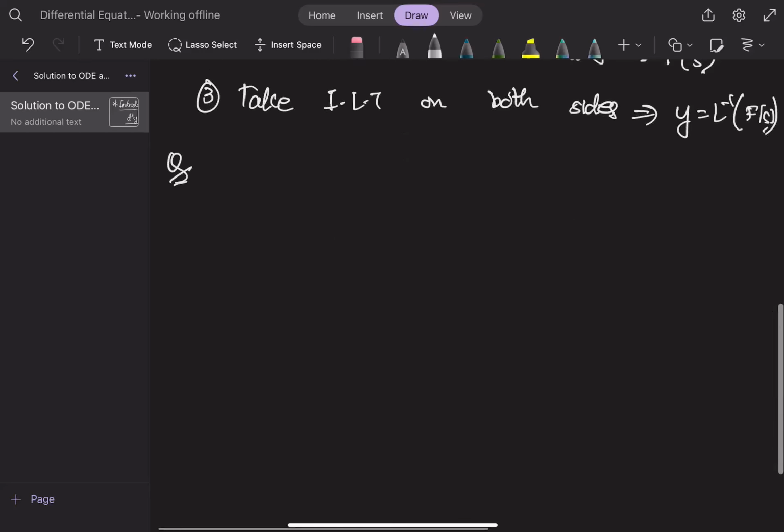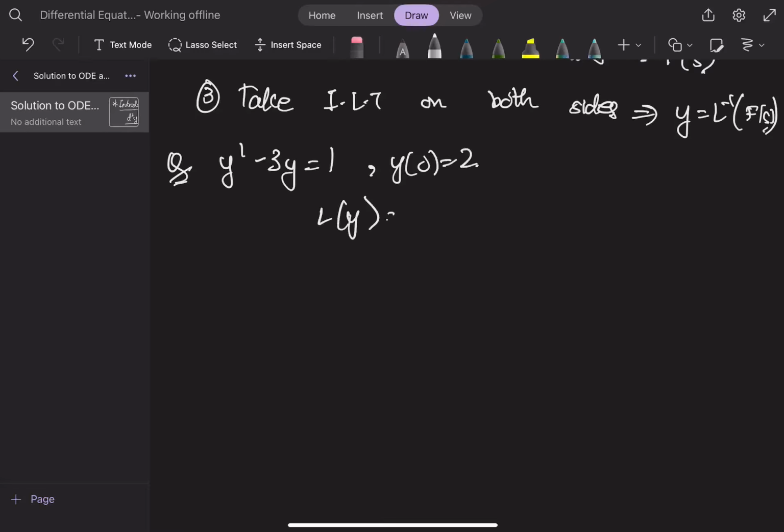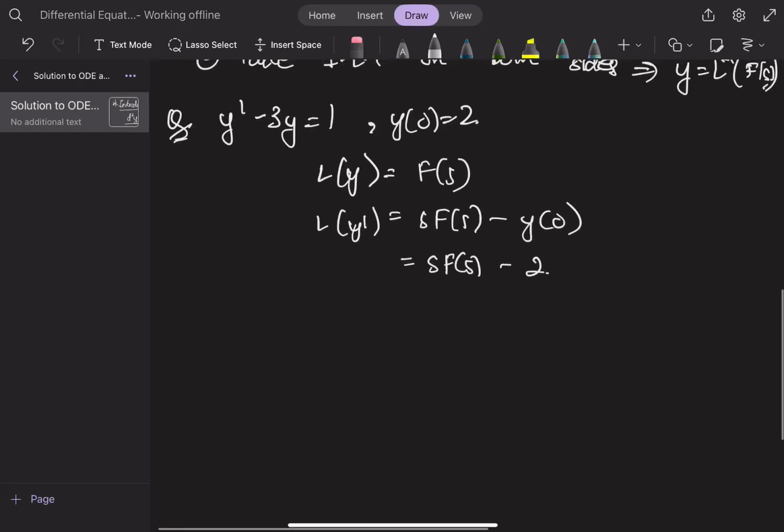So the question is y' minus 3y is equal to 1, where y(0) is 2. So Laplace of y is F(s). Laplace of y' becomes sF(s) minus y(0). So it is sF(s) minus 2. Let's go back to this equation now.